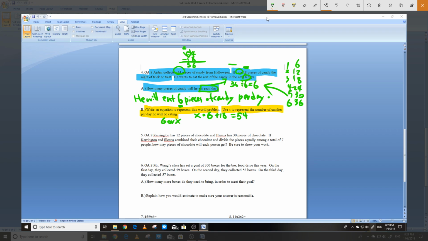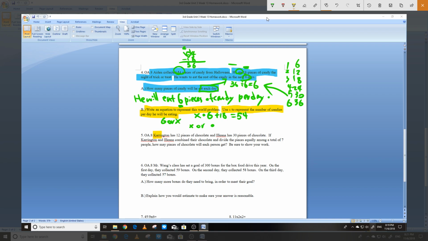X times 6 plus 18 equals 54. And remember, multiplication can be represented either by an X or a little fat dot like that. All right, that's how you do number 4. Let's take a look at number 5.